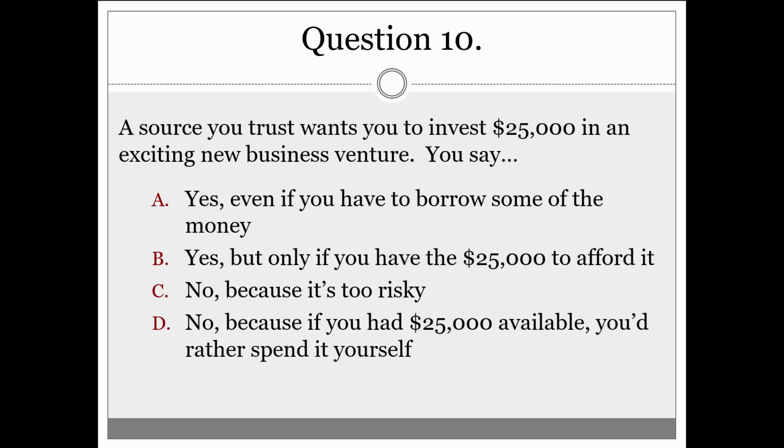Three more questions. Question number 10. A source you trust wants you to invest $25,000 in an exciting new business venture. You say A, yes, even if you have to borrow some of the money. B, yes, only if you have the $25,000 to afford it. C, no, because it's too risky. Or D, no, because if you had $25,000 available, you'd rather spend it on yourself. Whichever one of those answers best describes you, write that down next to number 10 on your answer sheet.